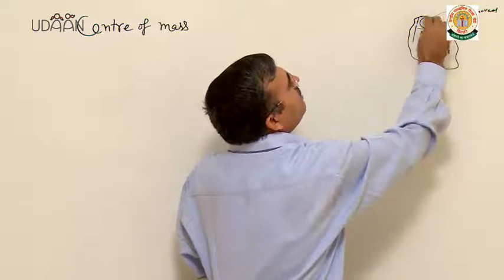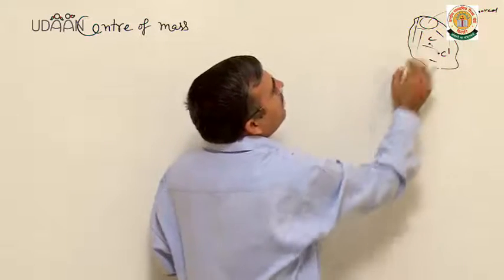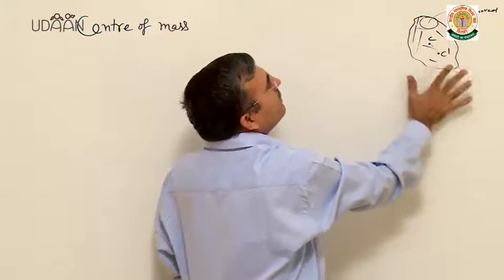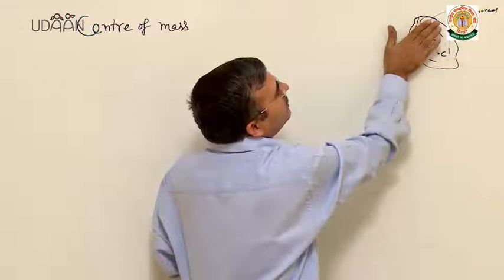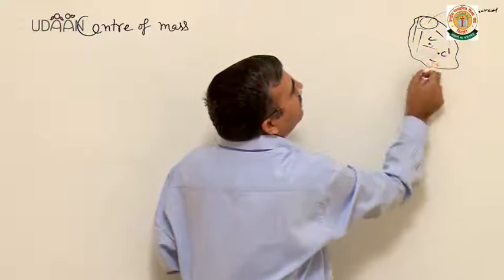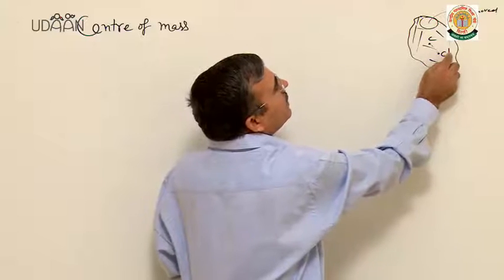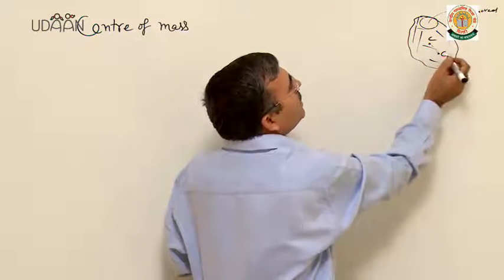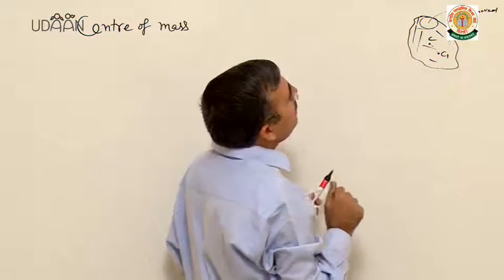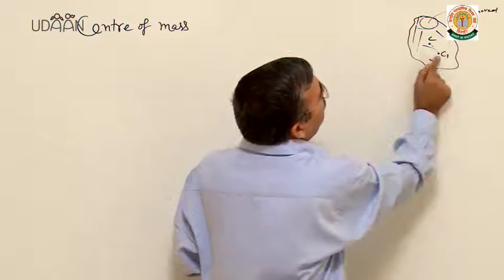After removing some part from it, center of mass will definitely go toward the larger mass, means this side, anywhere. I have taken this point at this position. Suppose that it is C1. I want to find out the position of C1.